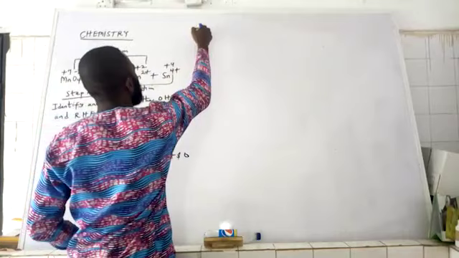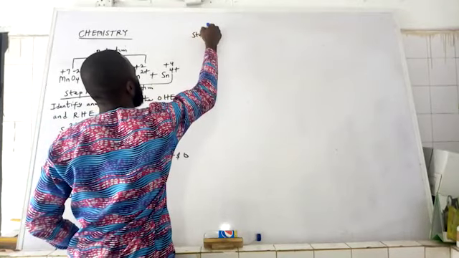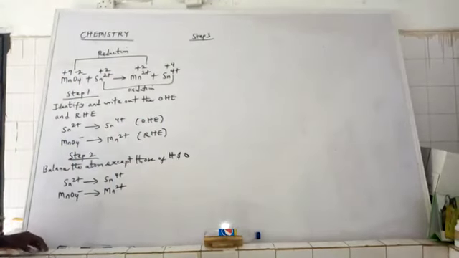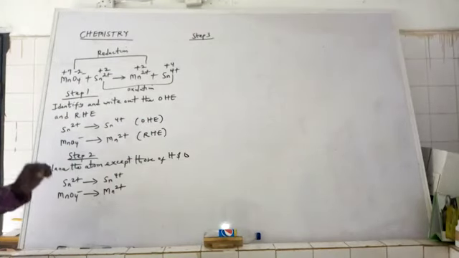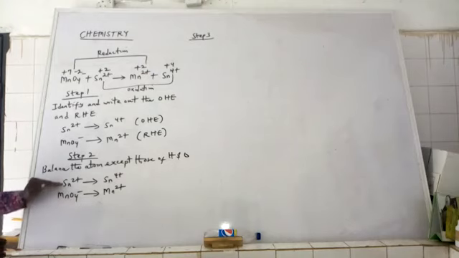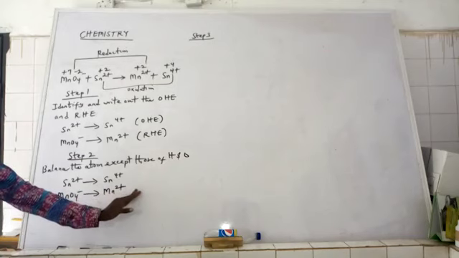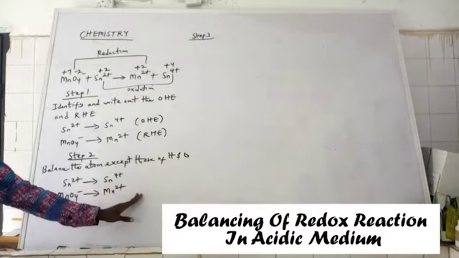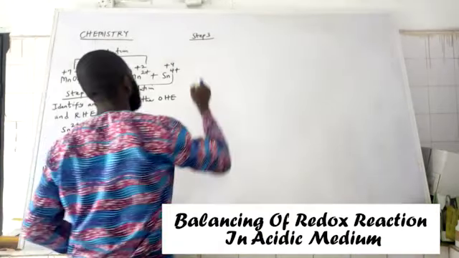So, for step 3. What I want to do in step 3 is that for the side that is deficient of oxygen, I will introduce water molecule. Looking at these two equations, this has got nothing to do with oxygen, so I will move on to this. On the right hand side, I do not have oxygen. So as to have oxygen on this side, I will bring in water molecule. So let's see what we are going to have.